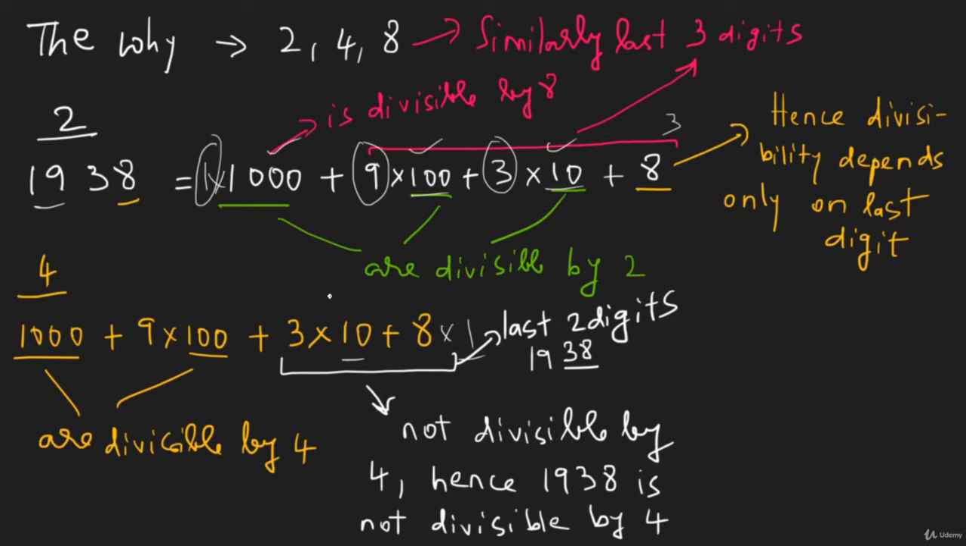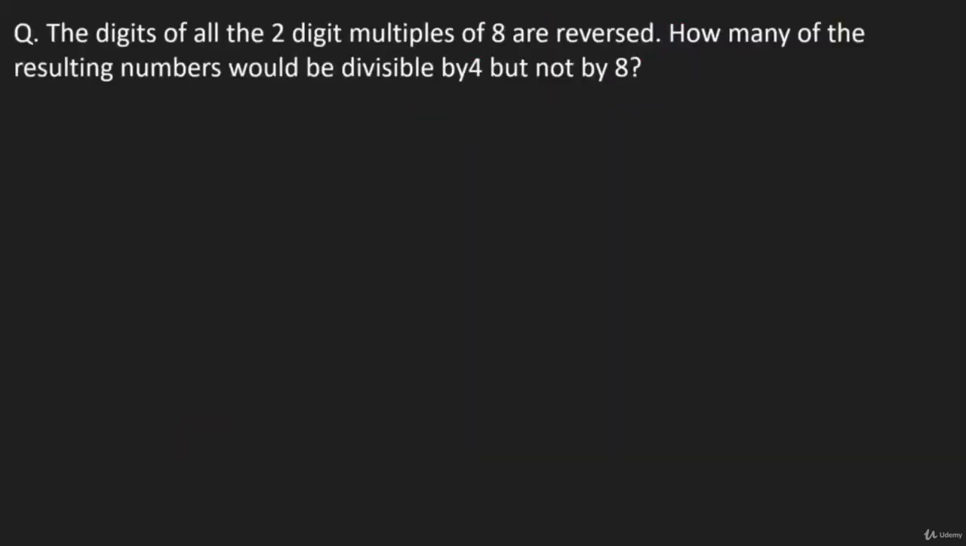So that does not concern us, and we just need to check the last 3 digits for divisibility by 8. Let's do this problem. The digits of all the 2-digit multiples of 8 are reversed. How many of the resulting numbers would be divisible by 4 but not by 8? Pause the video, try to do it on your own, and then let's do it together.